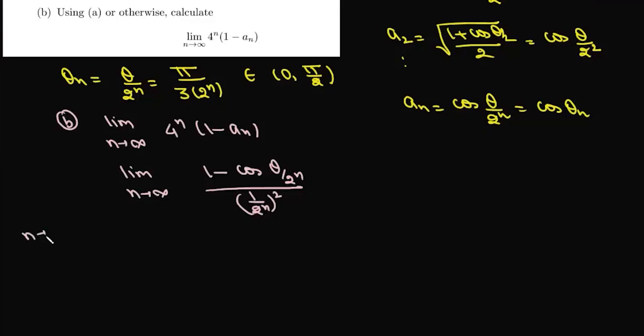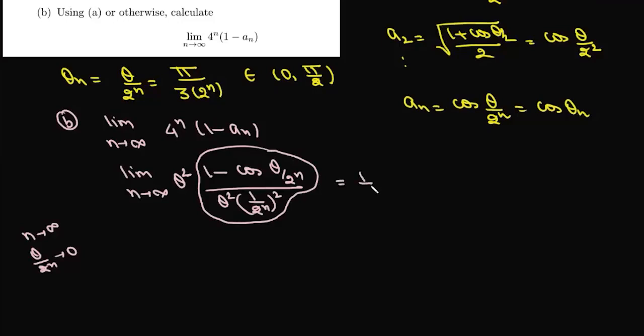Now as n tends to infinite, theta upon 2 to the power n tends to 0. So we can make it a standard limit. So what we'll do is we'll multiply and divide everything with theta square. Now this is 1 minus cos x upon x square when x tends to 0, which is a standard limit whose value is 1 by 2. So this limit will be 1 by 2 theta square, and theta is pi by 3. So this value will be pi square by 18. So the answer to this limit is pi square by 18.